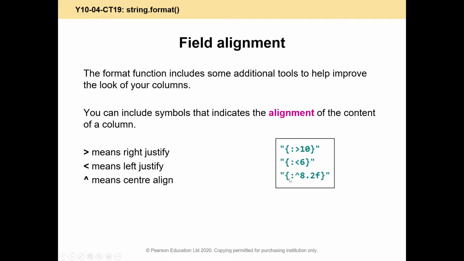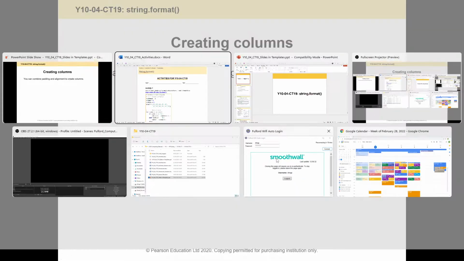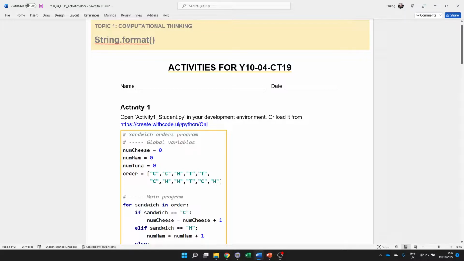So we've got some rather fun things that we can do here. This is saying I want to fill up 10 characters, but on the right-hand side of the screen. This is saying on the left-hand side of the screen, and this is saying I want to take up 8 places, showing 2 decimal places, but in the middle. So before I do any more, I think it's worth experimenting here.